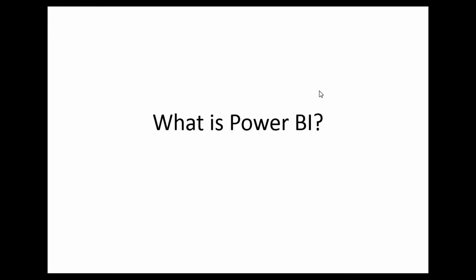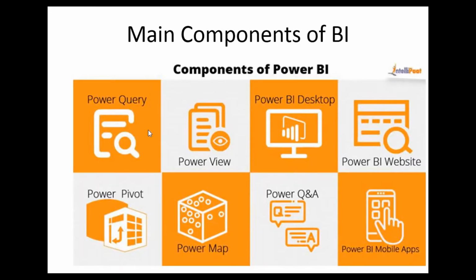Coming to the main components of Power BI, there are 6 main components: Power Query, Power Pivot, Power Map, Power View, Power BI Desktop, and Power Q&A. These are the remaining components: the Power BI website and Power BI mobile apps. So let us see that.